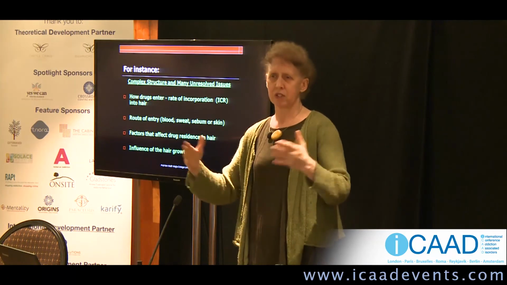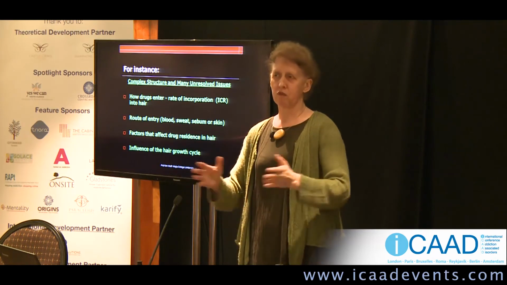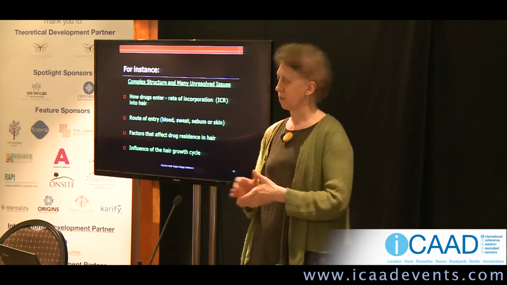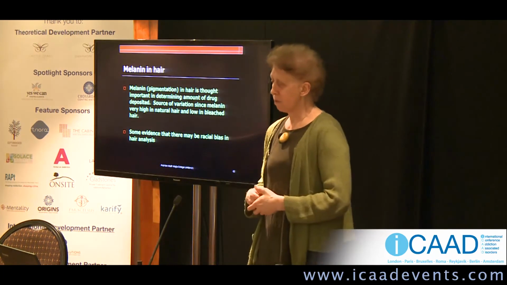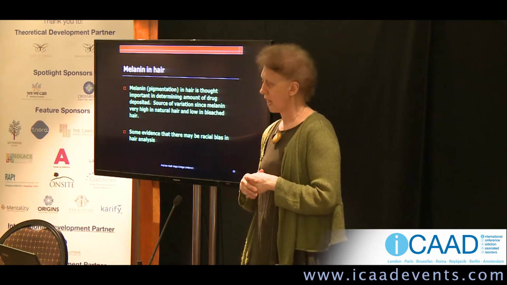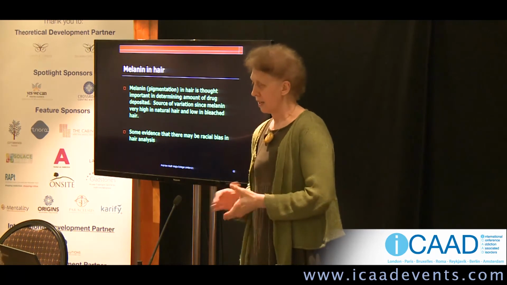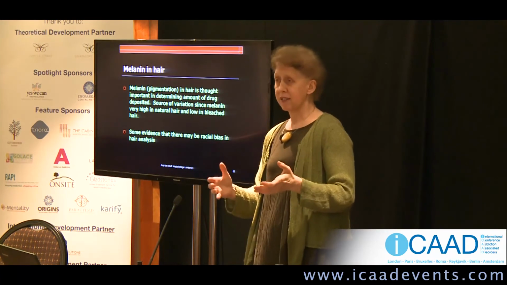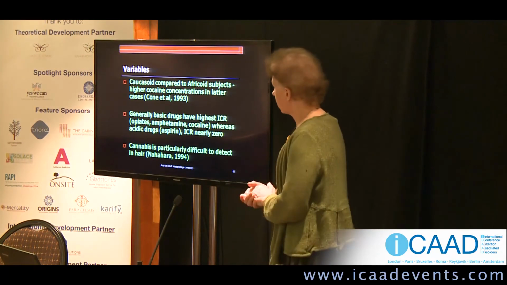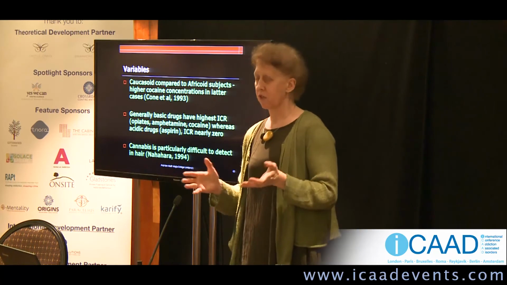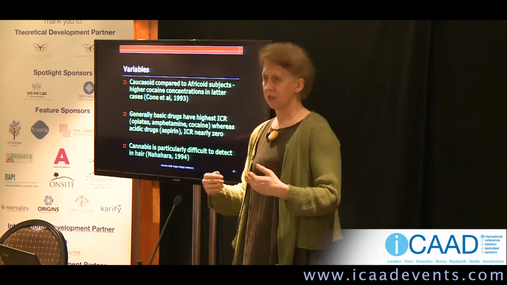So your hair usually grows at about 1 centimetre a month. It might do that for several years and then stop and have a rest period. So sometimes that's important, sometimes it's not. Melanin in hair is important, so the pigmentation that you have in hair is thought to be important in determining the amount of drug that's deposited. Some evidence there is racial bias in hair analysis, and I think there's an example.